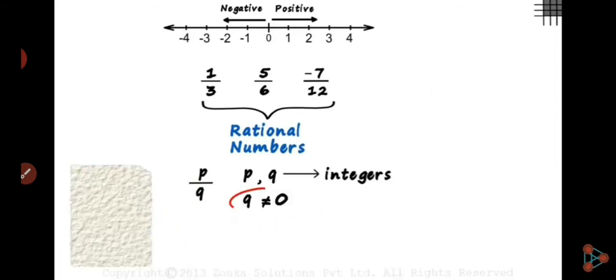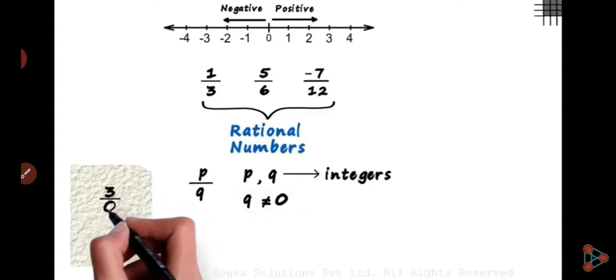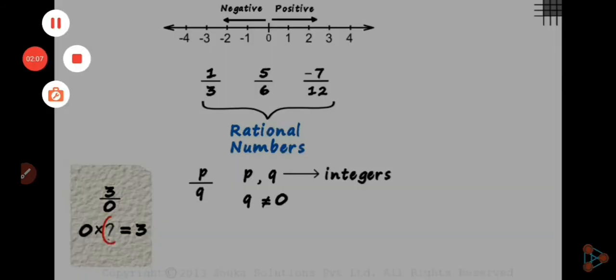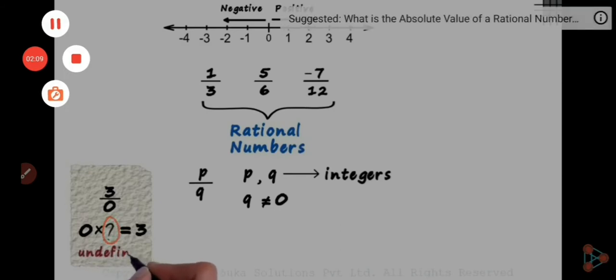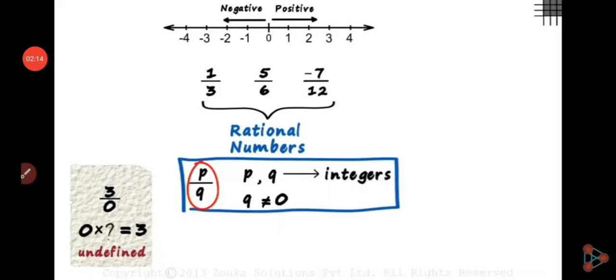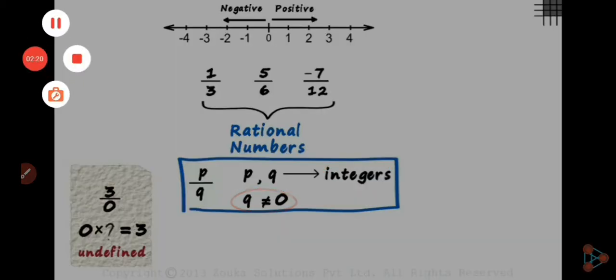Why do we have the second condition? Say I ask you to calculate 3 divided by 0. What would be the quotient? 0 multiplied by what will give you 3? There is no such number. This value is undefined. So this is the basic definition of rational numbers: p by q, where p and q are integers and q is not equal to 0.